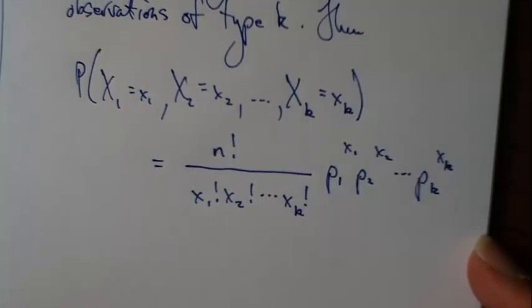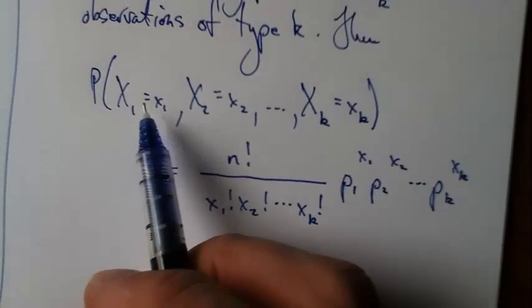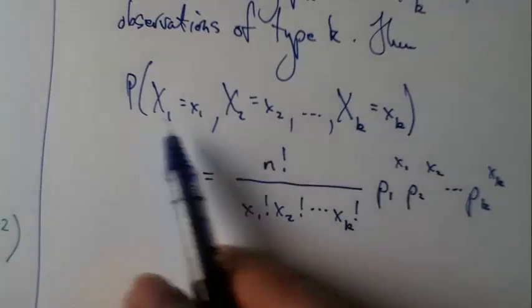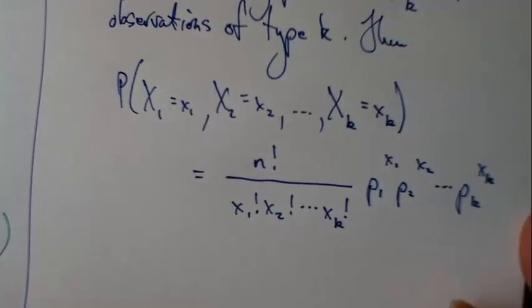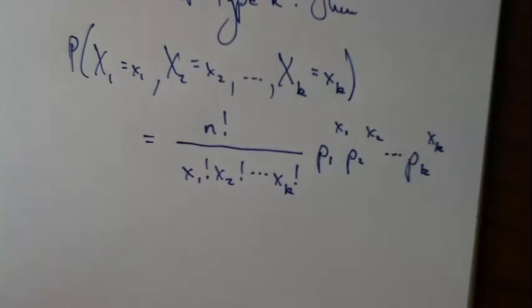This is called the multinomial distribution. That is, when you're looking at the joint distribution of X1 and X2 all the way up to Xk, the joint distribution of these random variables is the multinomial distribution. Notice that it reduces to the binomial distribution.